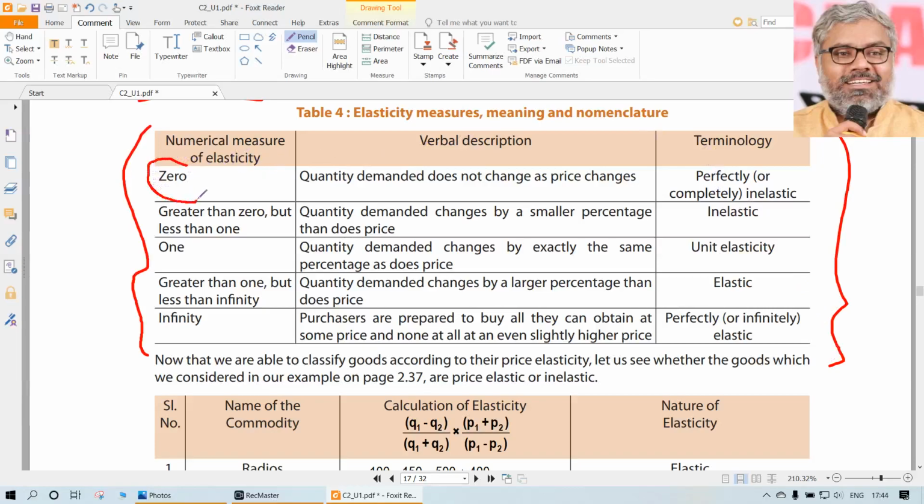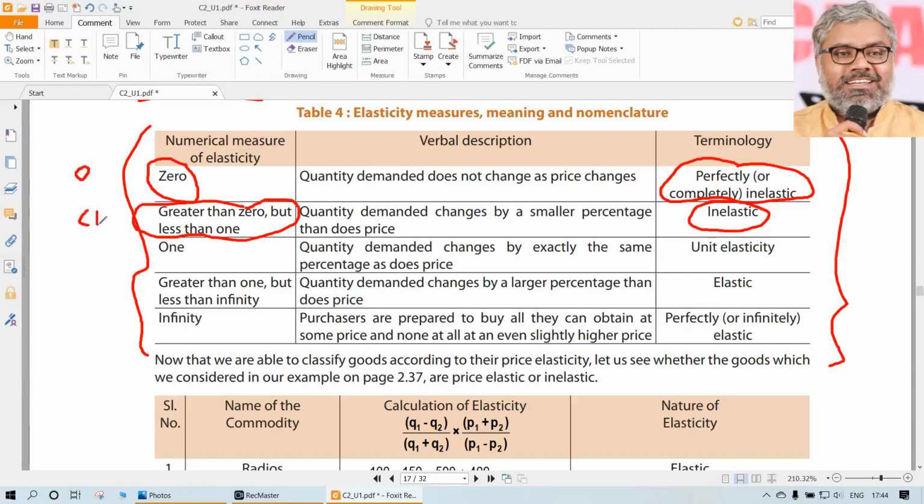What if the price elasticity is 0? Then what happens? What can we call that? We can call that perfectly or completely inelastic. That is perfectly inelastic. In the same way, what if the price elasticity is greater than 0 but less than 1? Then we can say it is relatively inelastic. That means less than 1. So this is 0, this is less than 1. These are the only 5 possibilities.